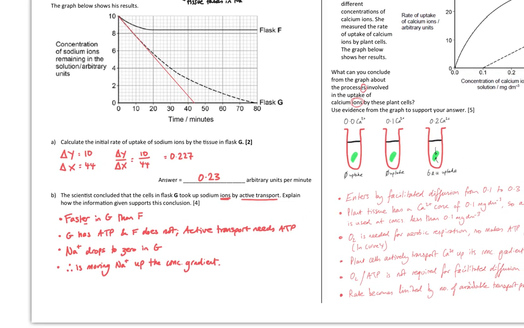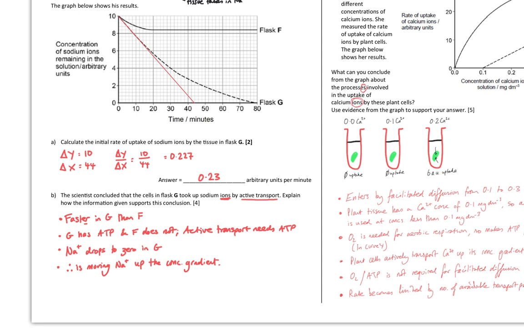Scientists concluded that the cells in flask G took up sodium ions by active transport. Oh good, I was thinking that anyway. Explain how the information given supports this conclusion. So I have to compare G to F. I'm using all the information. So all I've put is that it's faster in G than in F. It was steeper in G than in F. They're both using proteins to move stuff across, but G is faster.